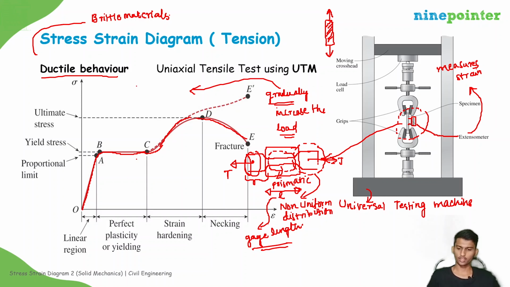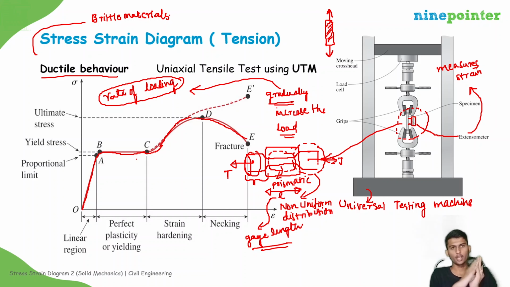So we need to define a term called rate of loading. Per second, how much loading you are applying, that is known as rate of loading. So gradually we increase the load and find the stress and strain. We draw the graph. For a ductile material, the graph will be like this. This is the ultimate stress. After this stress, the material will fail.